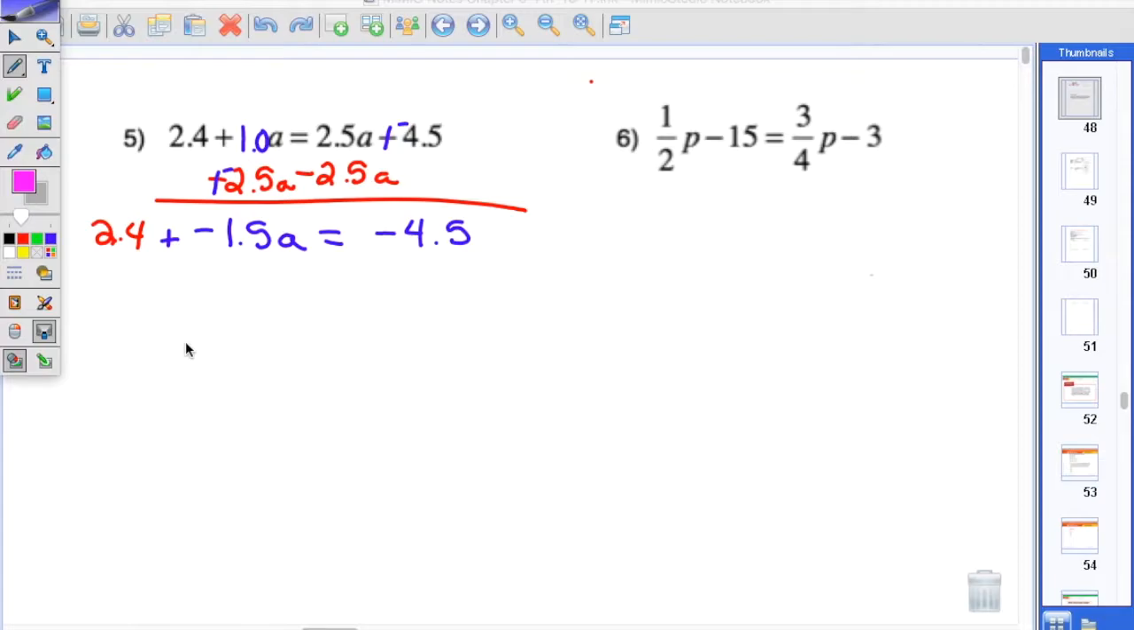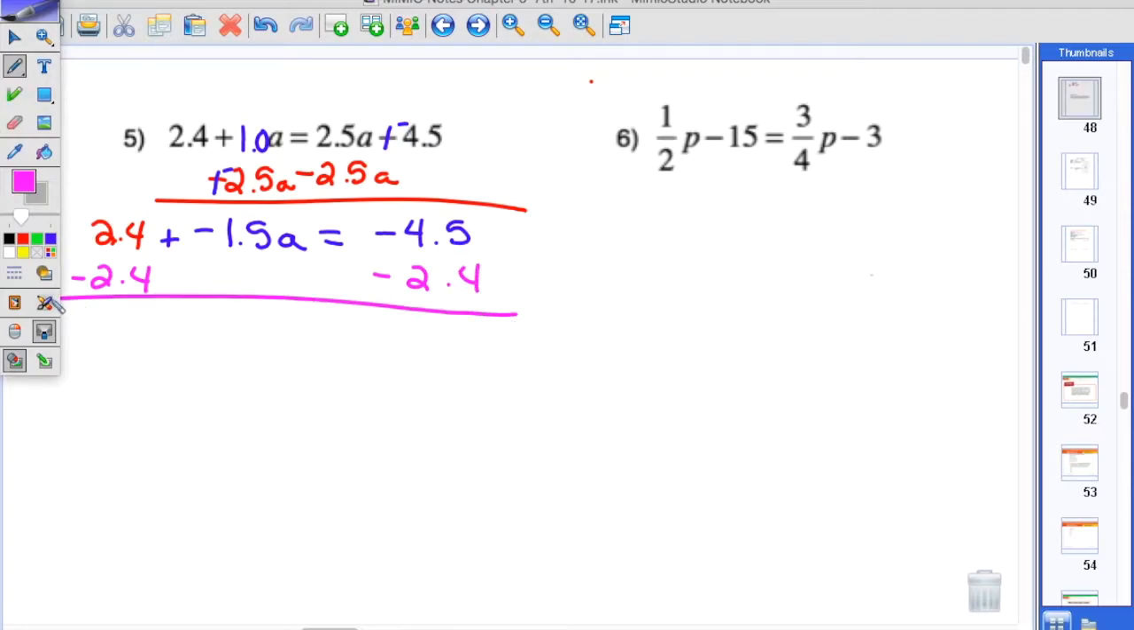Now, we still need to get the variable to one side, so we're going to subtract 2.4 from both sides. So the 2.4 cancels out, so you're left with negative 1.5a equals, and we're subtracting the 2.4 or adding a negative. So we have same sign, so we're going to keep the sign and add.